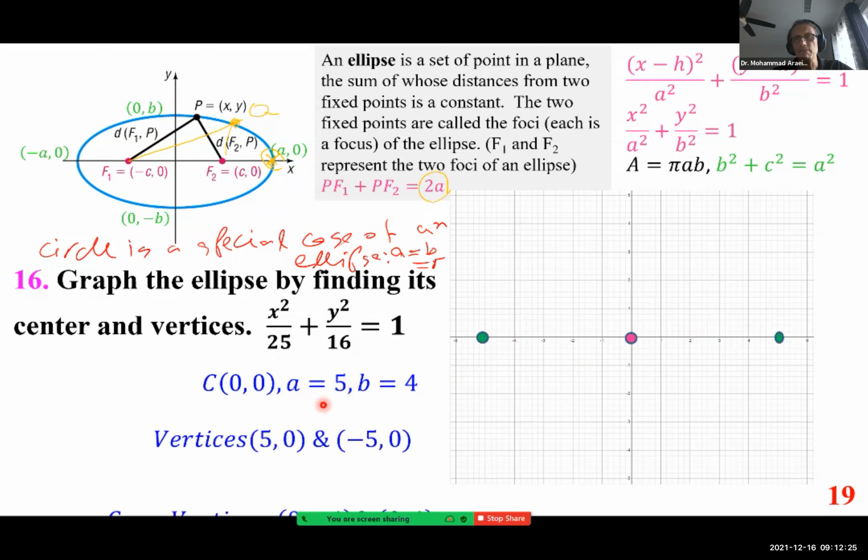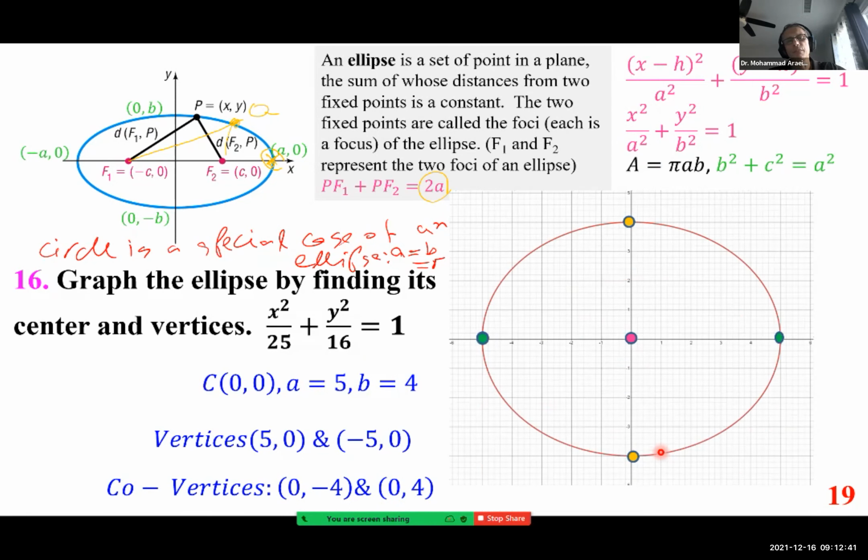So here's the center. Okay. So one more time, here's the center. Here's the 2 points that are the vertices. And B is 4. We go 4 units up and down. And those are the co-vertices. And now put them together.